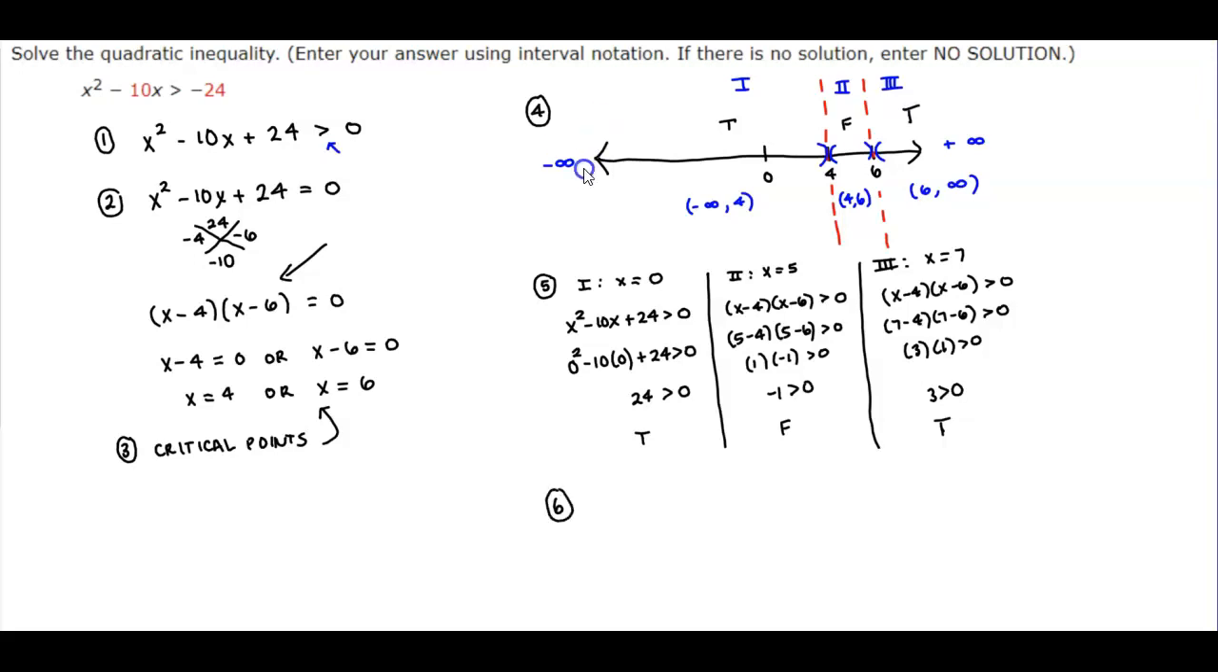So what we want to do now is determine where it is true. We know that it's true in region number 1, so there is our interval, and it's also true in region 3. And so now we can write our answer as the following: it's going to go from negative infinity to 4, and then union 6 to infinity.